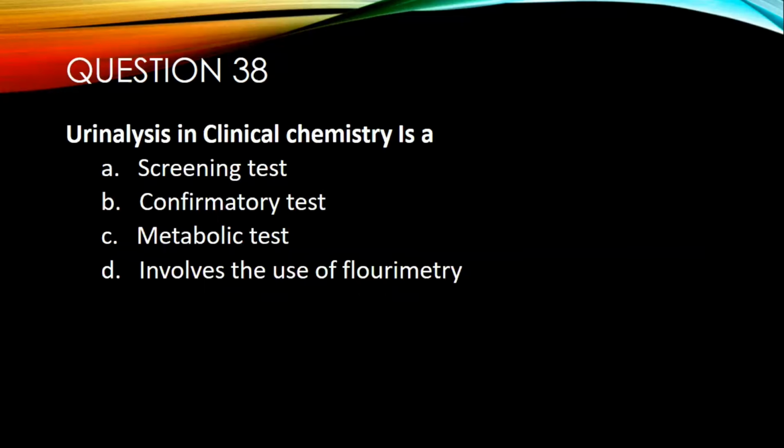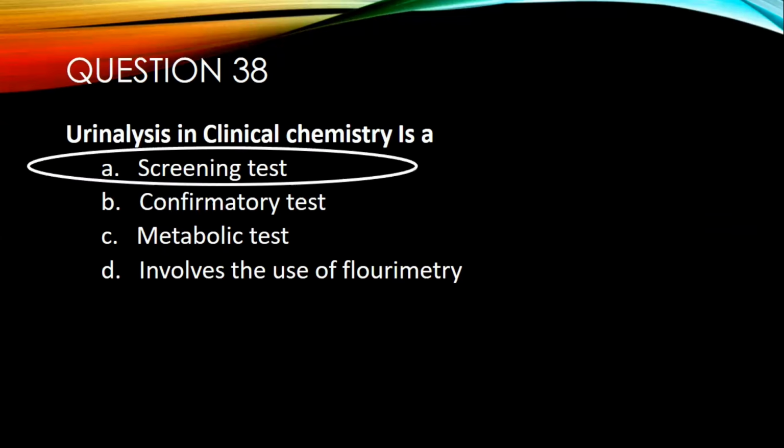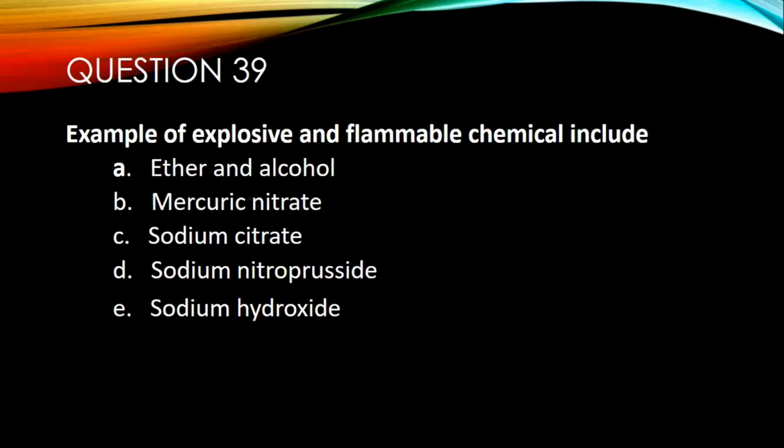So, question 38. Urinalysis in clinical chemistry is a screening test. A, is a confirmatory test. B, it's a metabolic test. C, it involves the use of fluorimetry. What do you think? You don't use urinalysis to confirm anything. It's not a metabolic test, and they don't use fluorimetry. You use a dipstick. So the answer would be a screening test. All right?